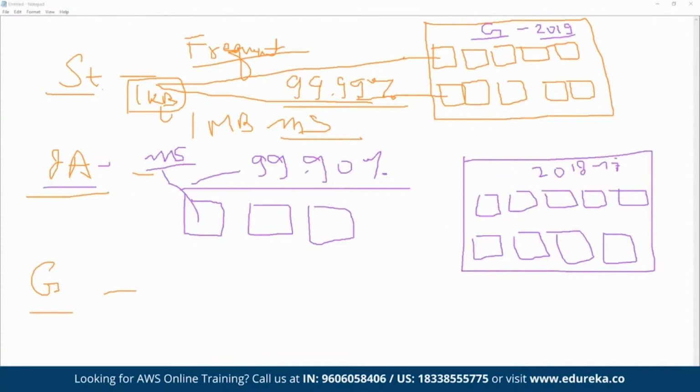Now, there's also a limitation, guys. In standard, there is no minimum duration for which we need to store the file. We can store the file for, say, 1 minute, and then remove it as well. But in infrequent access, there is a requirement. If we move files to infrequent access, then we have to keep them there at least for 30 days. We can fetch the files, but we cannot remove them for at least 30 days. So that's a limitation for infrequent access.